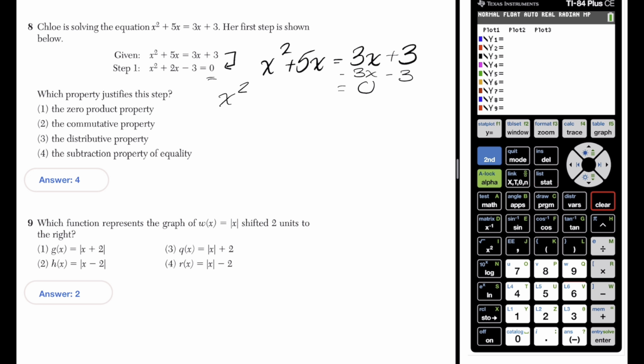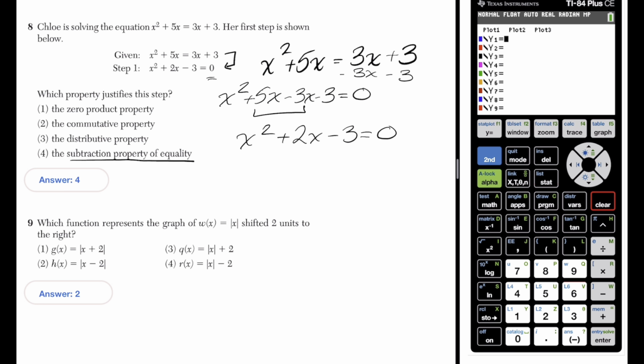So I'm going to expand this out. They would have subtracted 3x and subtracted 3. And then it would have been set to 0. Okay, and now this would have simplified to x squared plus 2x minus 3 is equal to 0. So that's what they did to get to that next step. And now I just have to think which of these properties does that. And I know I subtracted, and that's why we did the subtraction property of equality. We subtracted these terms from both sides so that the equations were equal. So there was still a property of equality to it.